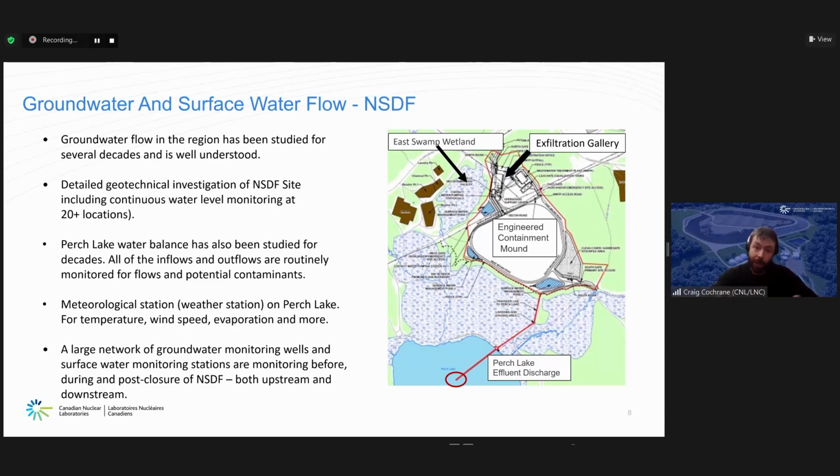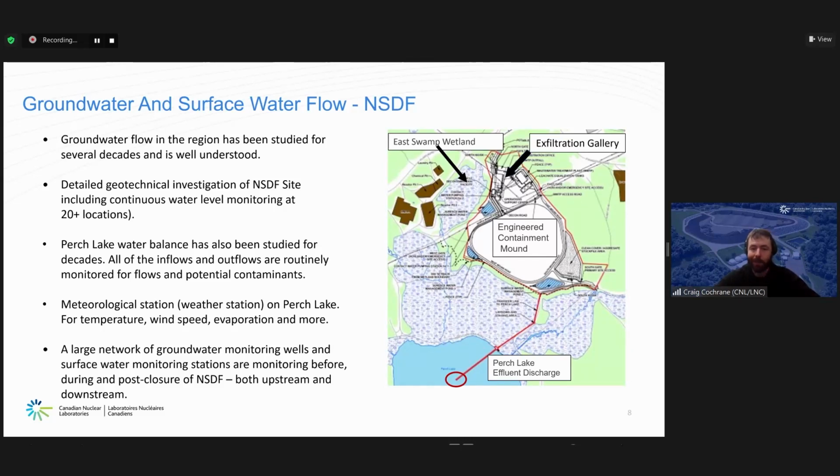On the surface water side, this watershed's been studied, like I said, for many decades. Perch Lake, all of the inflows, all of the outflows have all been measured. They all have monitoring stations. Several decades ago, some of those were Environment Canada stations that you can still pull up data from to this day if you go on their website. So we know the water budget inside of Perch Lake really well too. We know how the creeks flow in, we know how the creeks flow out, we know the seasonal ups and downs. It's a well-studied lake.